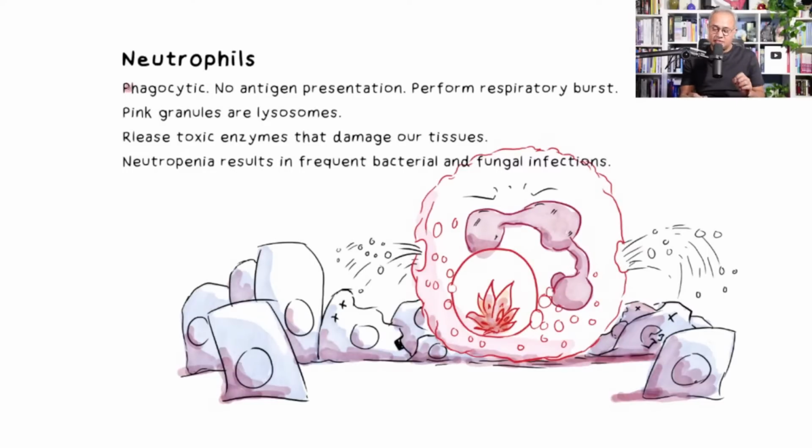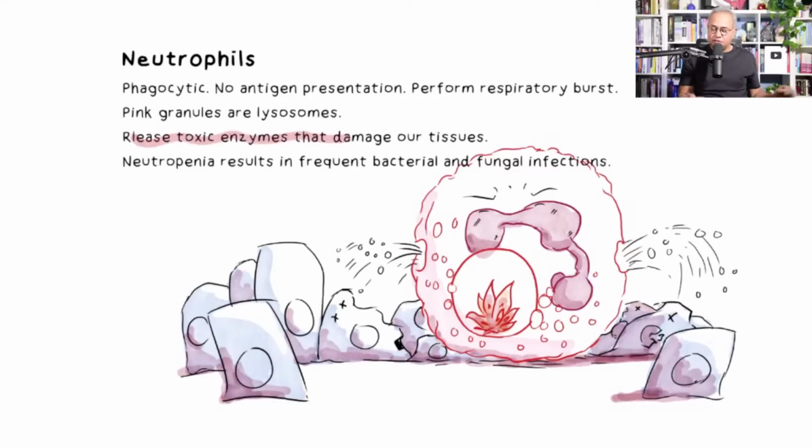Neutrophils are phagocytic, so just like macrophages and dendritic cells. However, they do not perform antigen presentation. They're a little selfish. They don't do it. They're lazy, but they're very, very active as well. They perform respiratory bursts. They break down the pathogen in a different way compared to the macrophages and dendritic cells. Neutrophils actually burn the pathogen by using oxygen bursts. Their granules are lysosomal and pink in color, light pink.